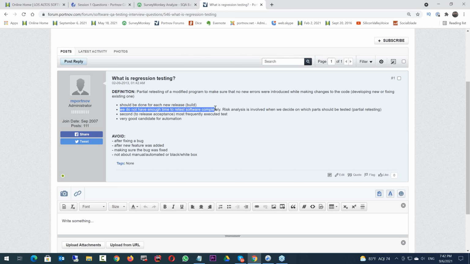We do not have enough time to retest software completely. So we have to analyze which parts are more at risk. It is the second most frequently executed test after build acceptance, which is obvious. I mean, if we did 100 builds, so we did 100 build acceptance tests, and some of them failed, maybe 15 failed. So we have 100 build acceptance tests and a corresponding 85 regression tests. So that is the difference. That is why regression is the second most frequently executed test, which makes it a very good candidate for automation. The more frequently you execute the test, the more it makes sense to automate the execution.